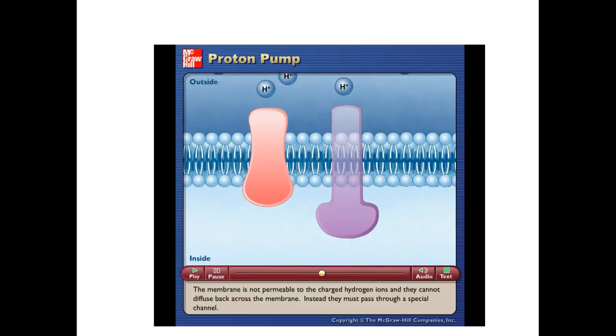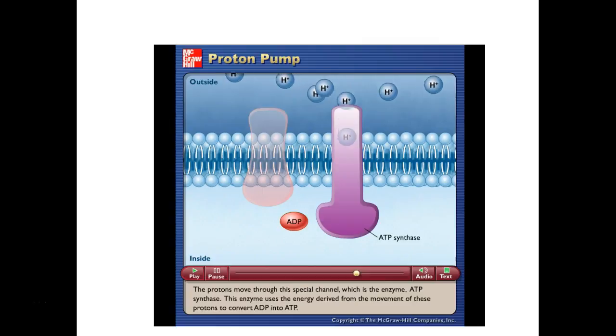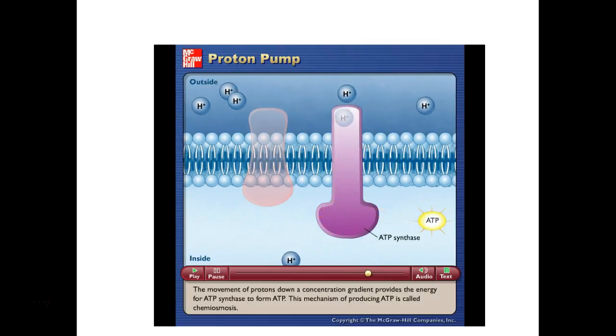Instead, they must pass through a special channel. The protons move through this special channel, which is the enzyme, ATP synthase. This enzyme uses the energy derived from the movement of these protons to convert ADP into ATP. The movement of protons down a concentration gradient provides the energy for ATP synthase to form ATP. This mechanism of producing ATP is called chemiosmosis.